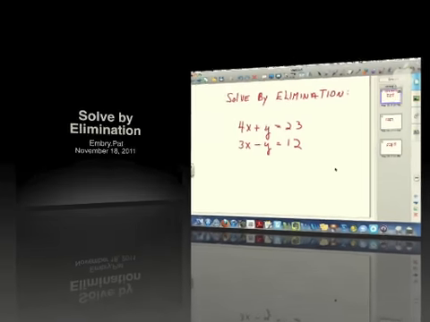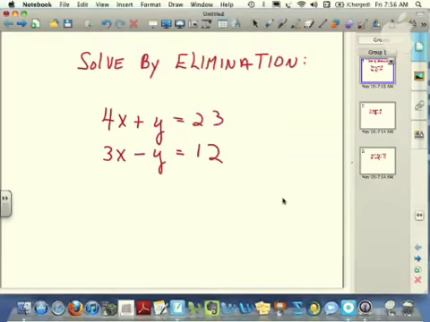The final method to solve systems of equations is to solve by elimination. That works especially well when the equations are in standard form. Take a look at these two equations: 4x plus y equals 23 and 3x minus y equals 12. Do you notice that the y terms are inverses of each other? One is y and one is the opposite of y.